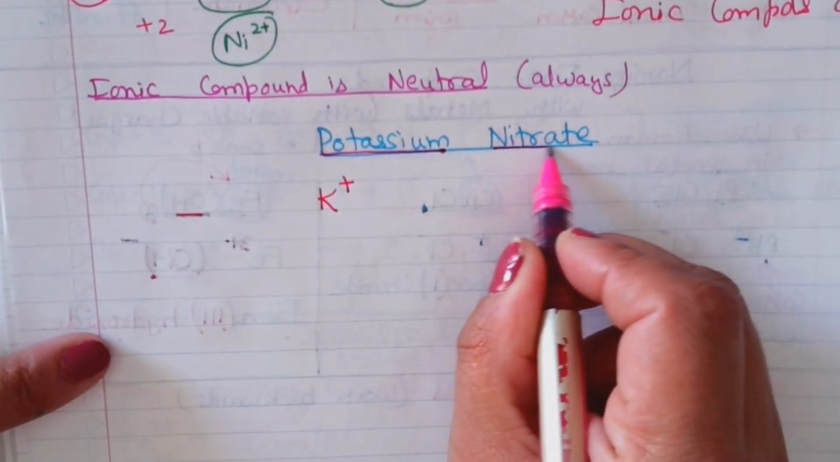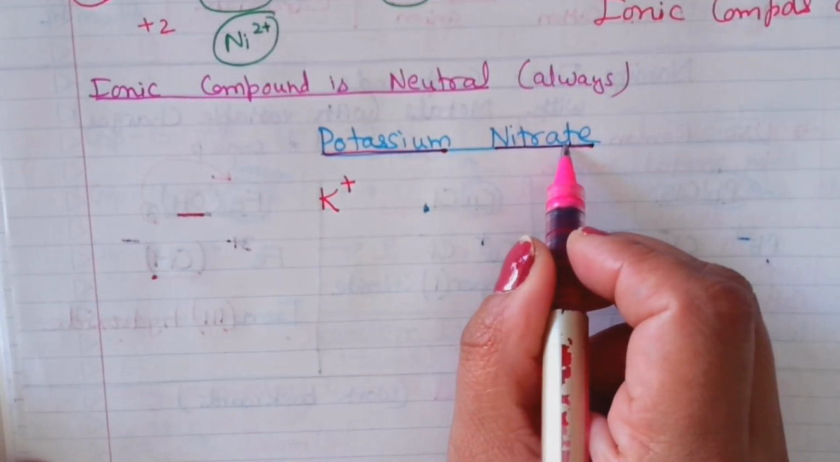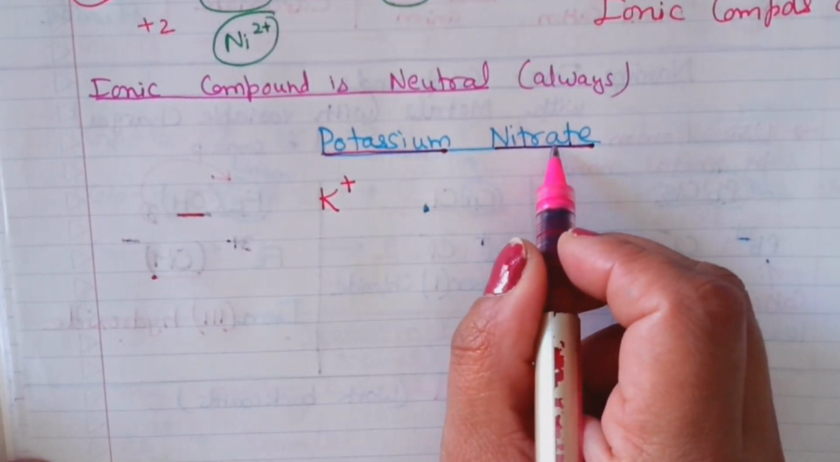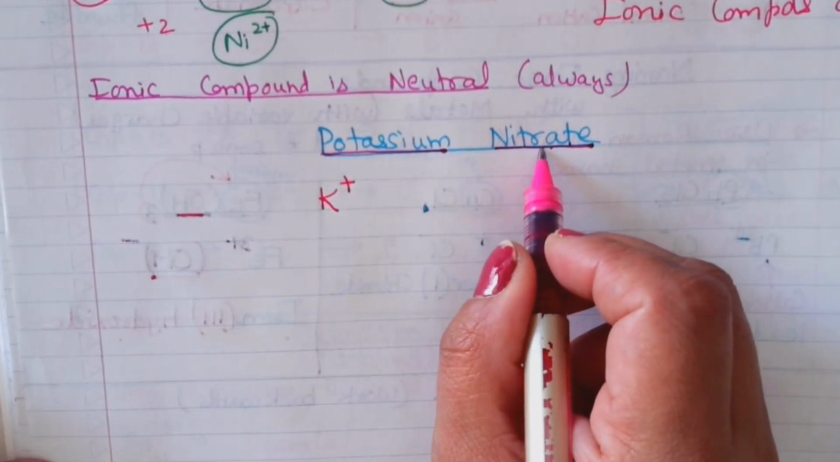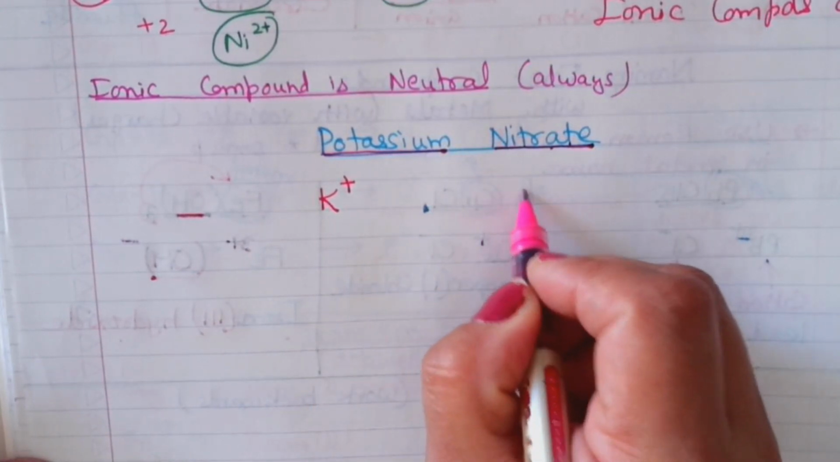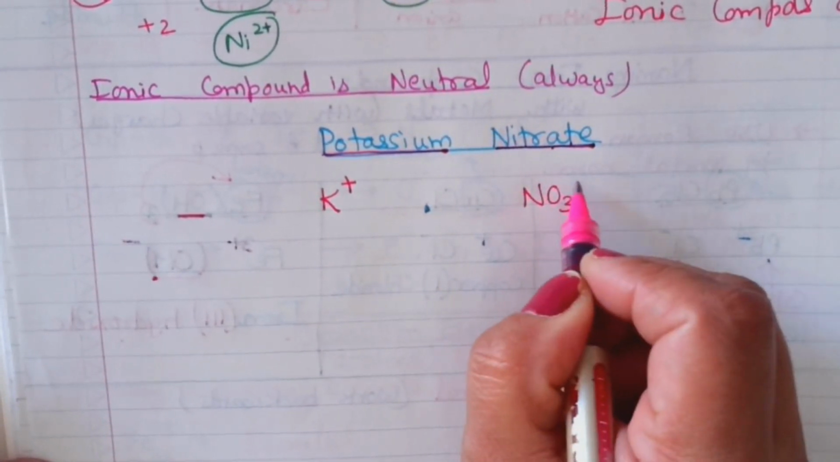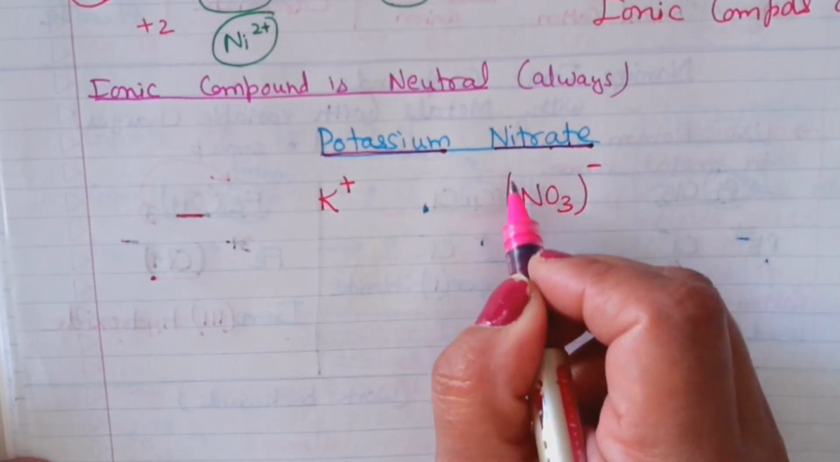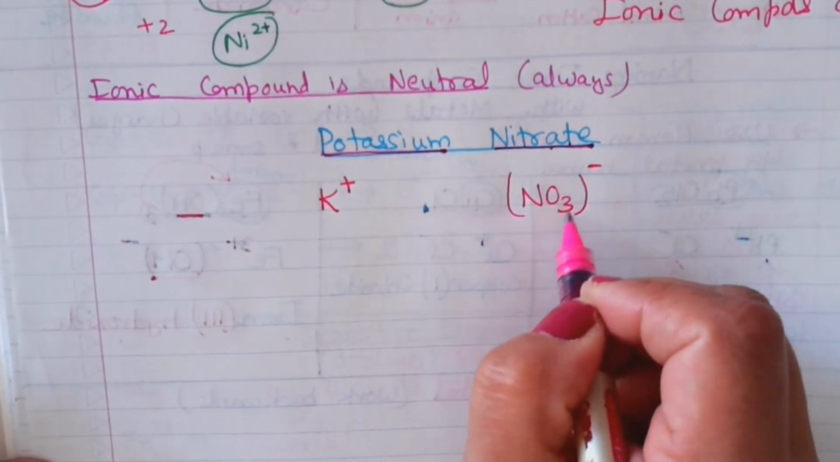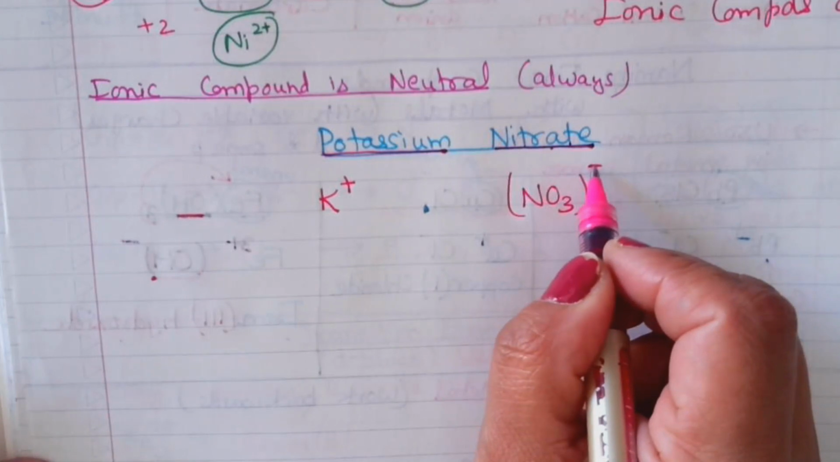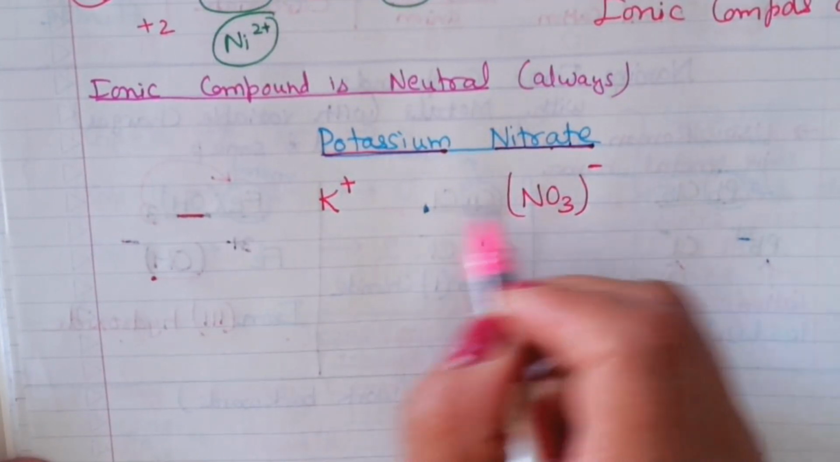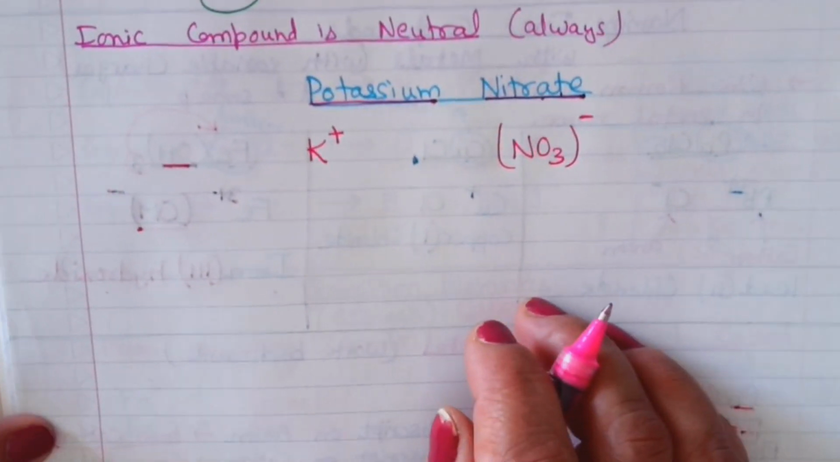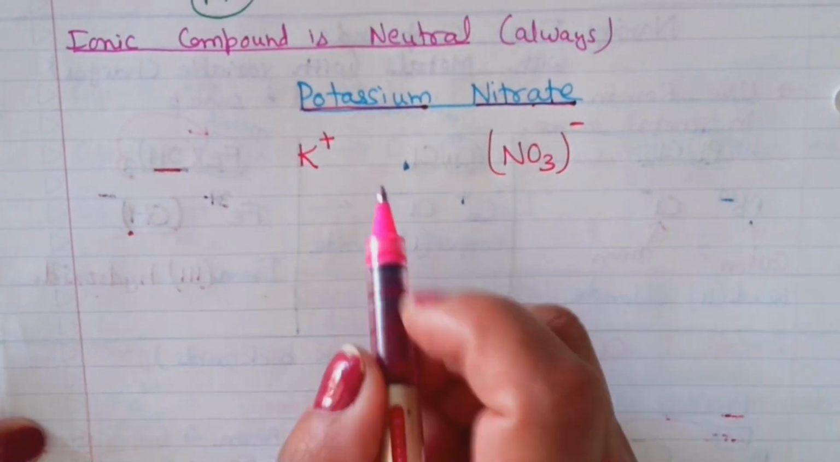And then the anion part, you need to know the name of the anion and write its formula. Nitrate is NO3 1-. So we always put parentheses for the polyatomic anions, right? So these are the two ions, right? Now how do we write down the formula of a neutral compound?